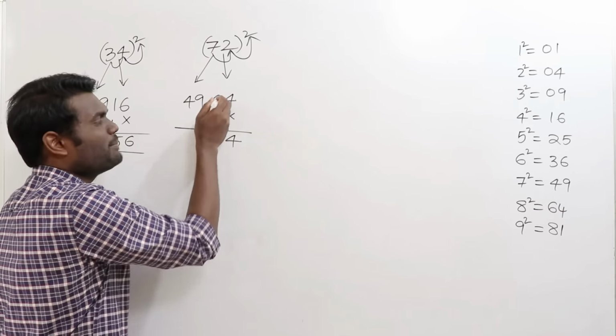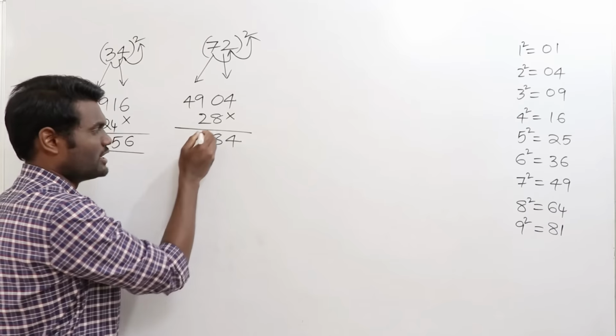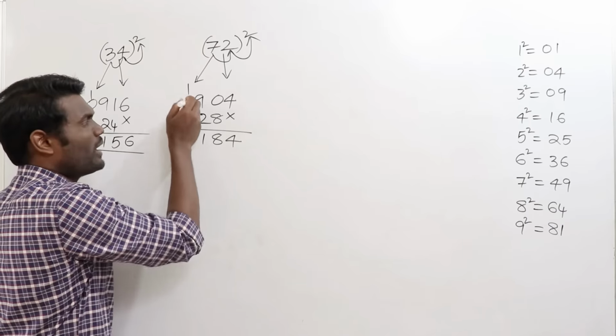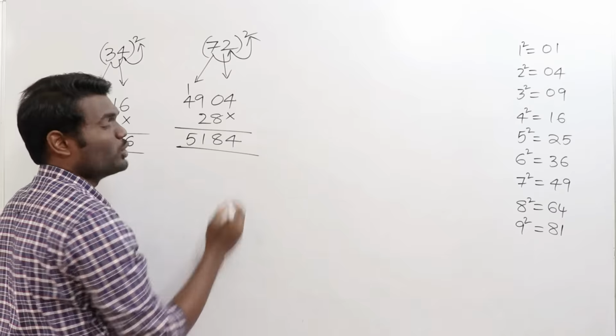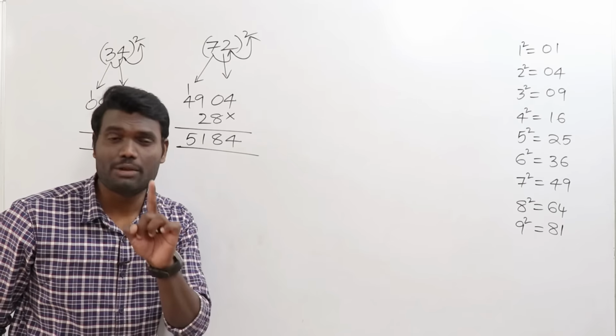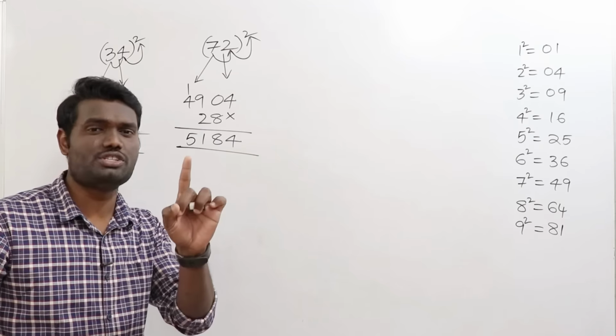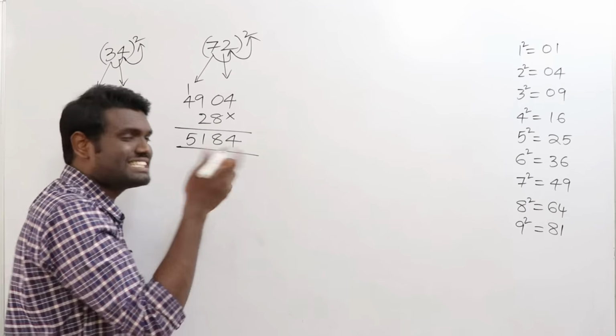This is 4. 8 plus 0, this is 8. 9 plus 2, 11. You are supposed to write only 1 digit, so write 1 and carry 1. 1 plus 4, this will be 5. It's going to be 5184. It's really simple. Is it clear to everyone? Just concentrate and listen carefully. Simple procedure.